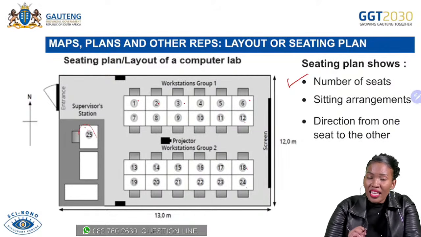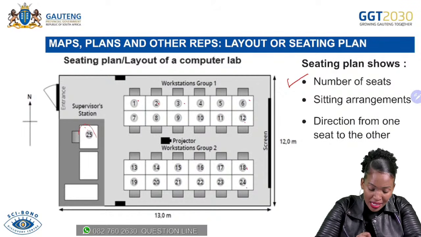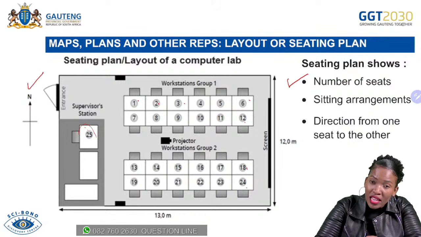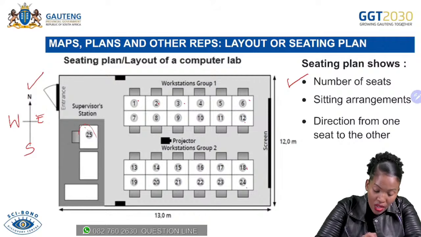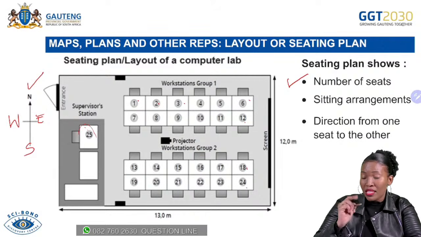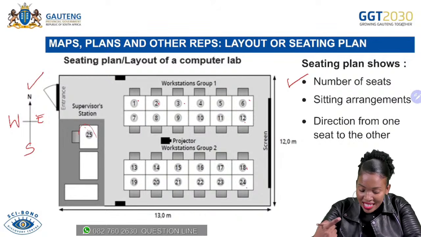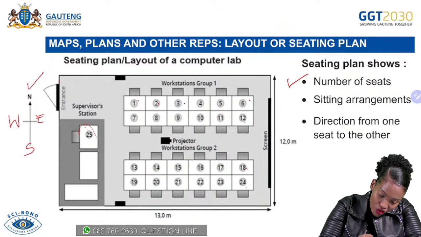And then the other thing that I can identify with regards to this plan is that we are given the compass direction, we are given north, and then we know that we must never, ever smoke weed. So this is the compass direction. The fact that they gave us a compass, we know that they will definitely ask us to give the general direction. We've got the entrance. This is the entrance, so it means this is the door.